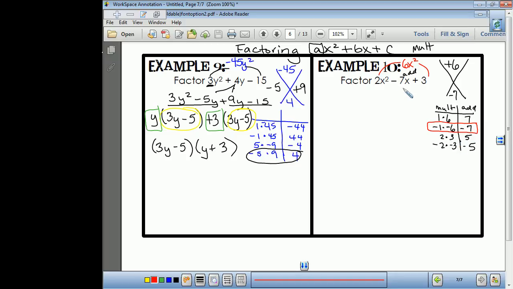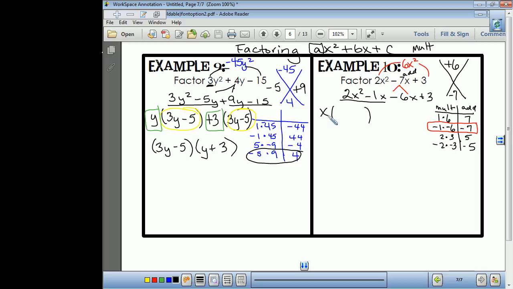So I'm going to take this term right here, and I'm going to split it. So I copy down the first one. I split this one into negative 1x and negative 6x. And then this just stays at the end. So this middle term gets split into the two that work. And then you go, what do these two have in common? X. And what does it leave me with?